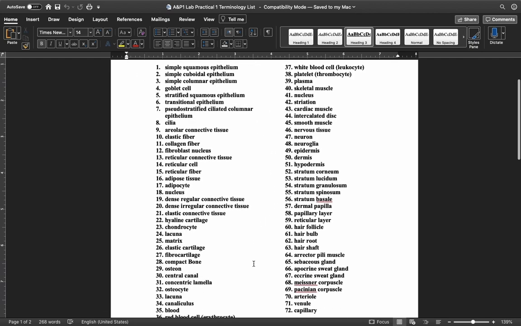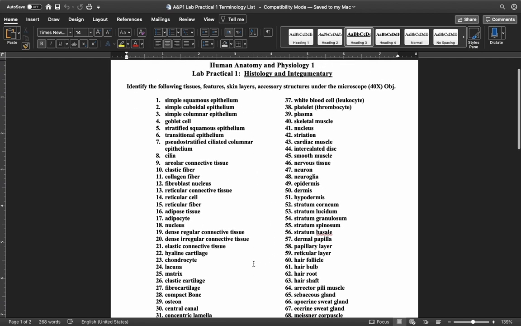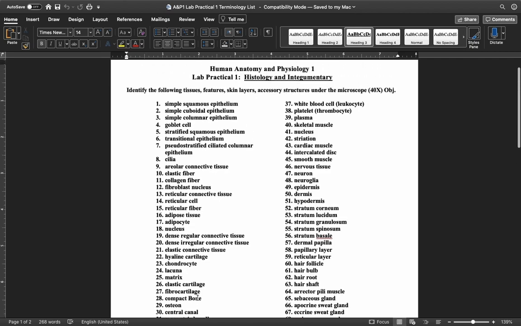This makes it easy, because although in lecture you may have to study a little bit harder, because he could ask it like this or like this or like that, so you really have to understand and comprehend for lecture. But for lab, all you really need to do is just memorize a list of stuff.